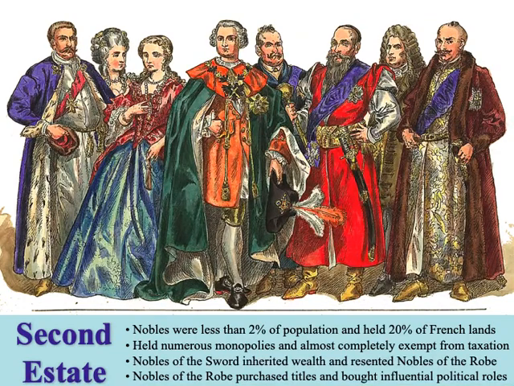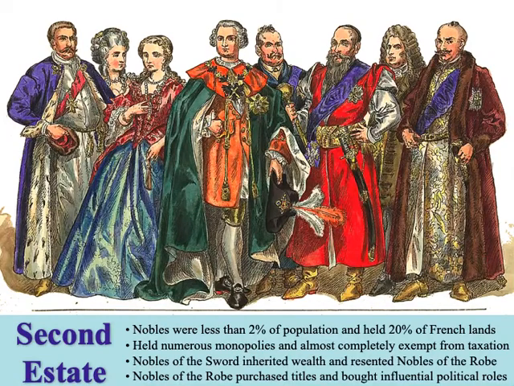There are two types of nobles in 18th century France. They were the nobles of the sword. These were nobles who had inherited their wealth and had titles that extended all the way back to the medieval period. And then there are also the nobles of the robe. These were members of the nobility who had purchased their title as a count or as a baron or as a duke, and they sought influential political roles.